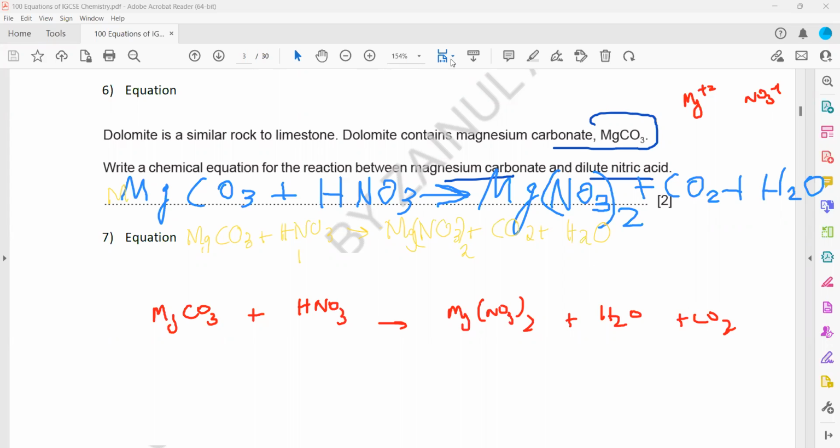As I mentioned, start with oxygen, followed by hydrogen, and then the other elements. So 6 oxygen on one side, here we have 9. If you put 2, oxygen is balanced. Then hydrogen, already 2 here and 2, it's balanced. Carbon 1, 1 balanced. Magnesium 1, 1 balanced. Nitrogen 2 and nitrogen 2 is also balanced. So we just have to put the 2 before the nitric acid, so that the equation will be balanced.